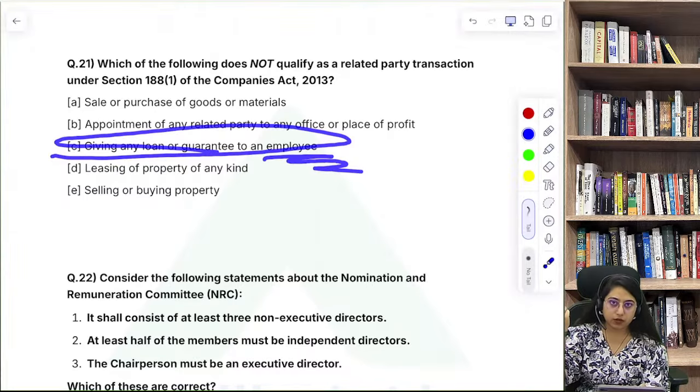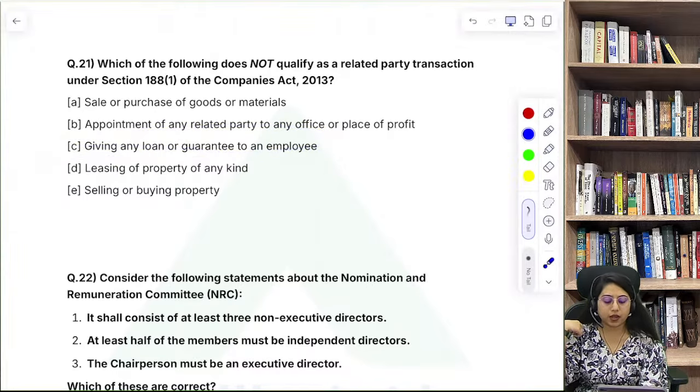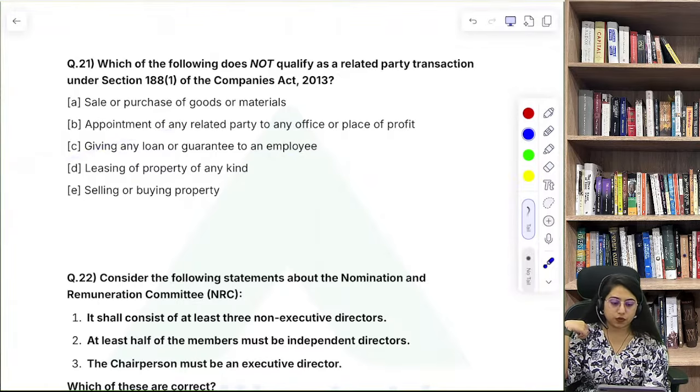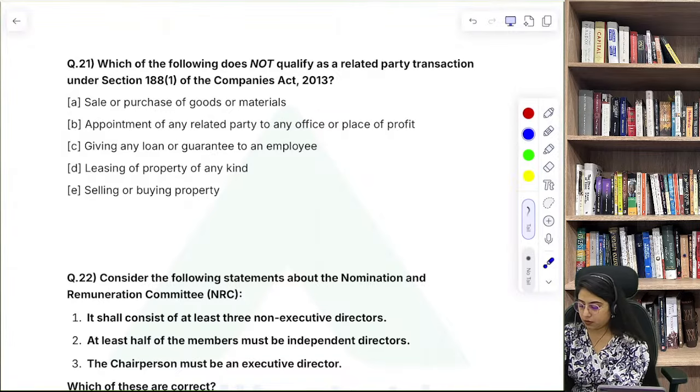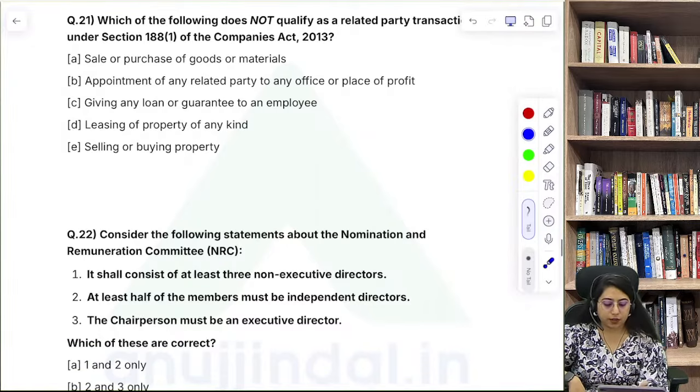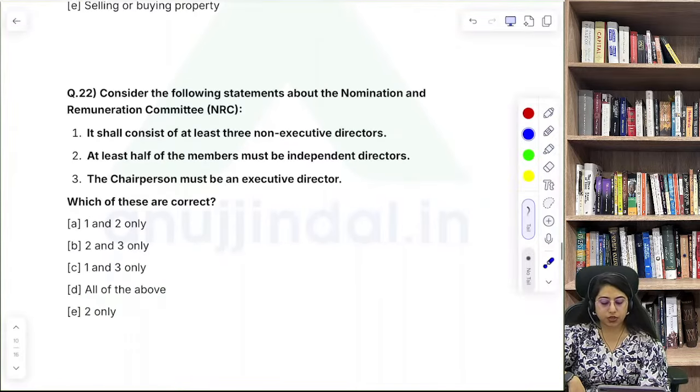Employee is a keyword. With that also you can identify that since it is not a related party, this would be the correct option over here. Answer me in the live chat: what is a related party and a related party transaction?